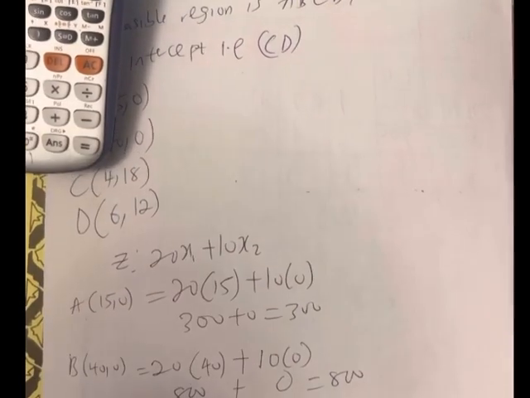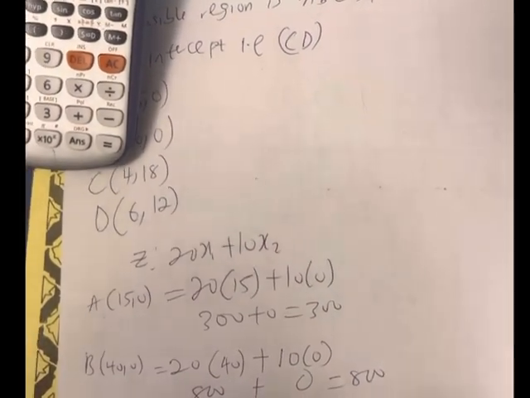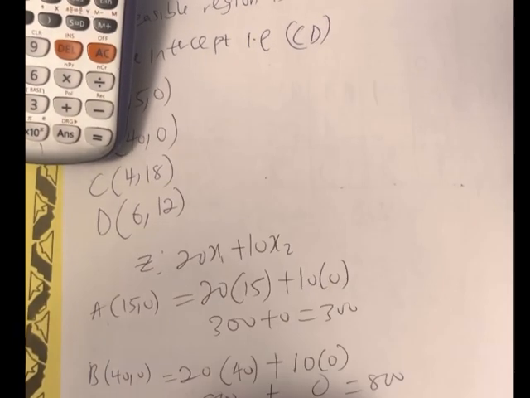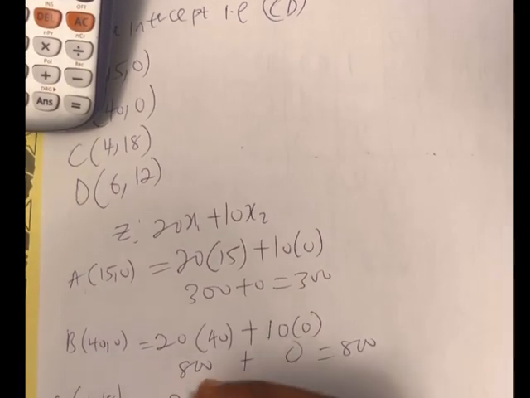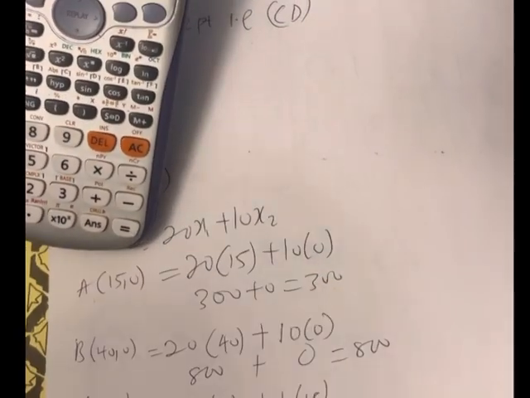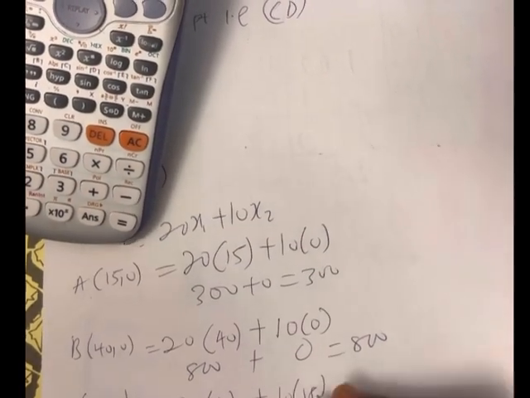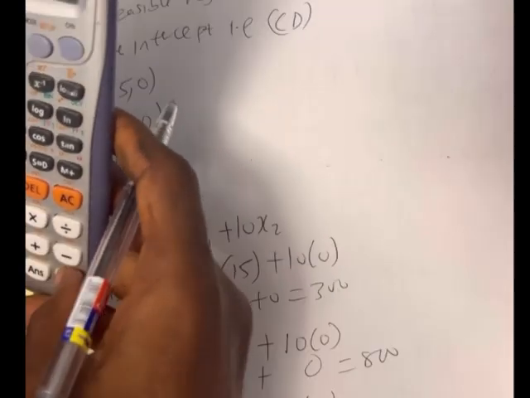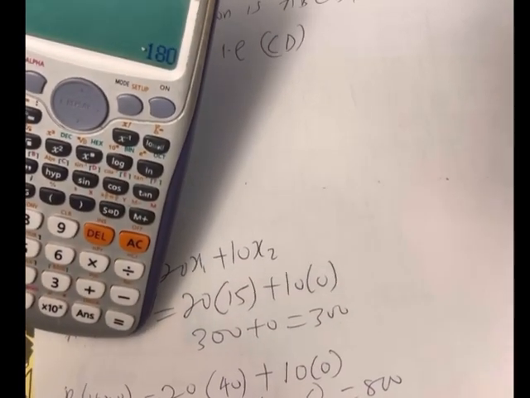So I will take the point for C, 4, 18. I'll put it in my objective function, which is this 20. Our x1 is 4. Our s2 is 18. If I multiply 20 times 4, I will get 80. Plus 10 times 18, I will get 180. So if I add it together, I'm going to get 260.